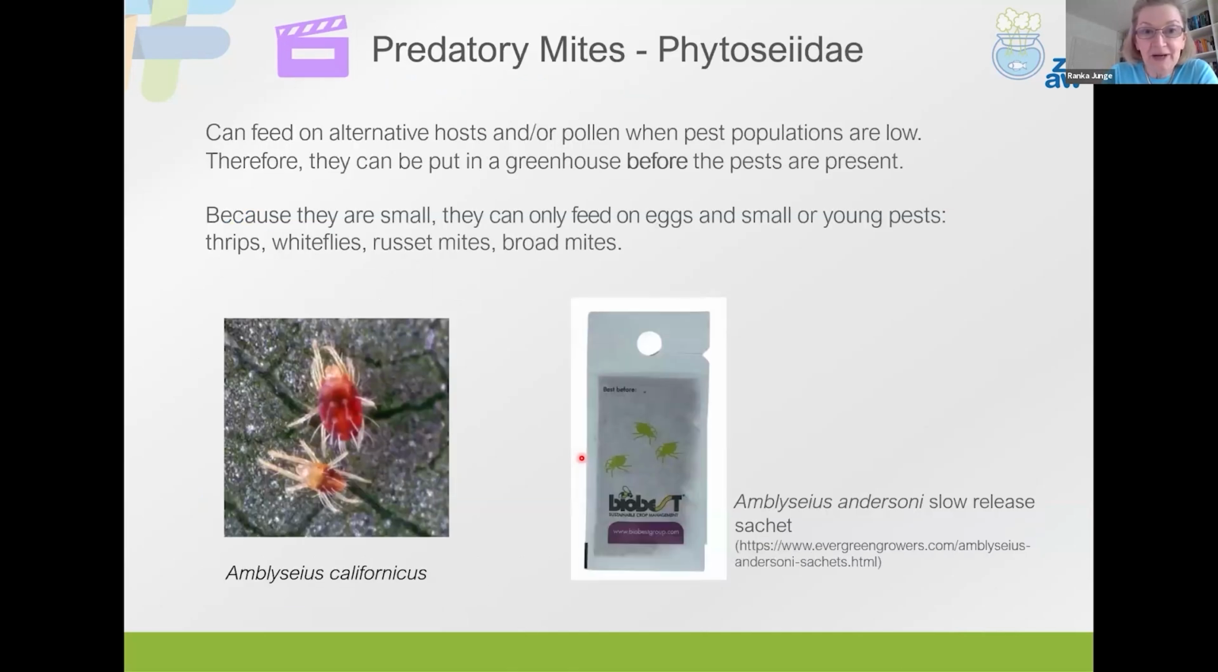For example, predatory mites, from Biobest, you can buy such sachets, which you then distribute along your crop, and they release slowly Amblyseius andersoni. So predatory mites can feed on alternative hosts when pest populations are low. And they can be put in the greenhouse before the pests are present. Actually, they are kind of prevention, but biological prevention. And because they are small, they can only feed on eggs or small or young pests, which is very important. So if you have an old pest population, this won't work anymore. You put in predatory mites before your pests arrive.